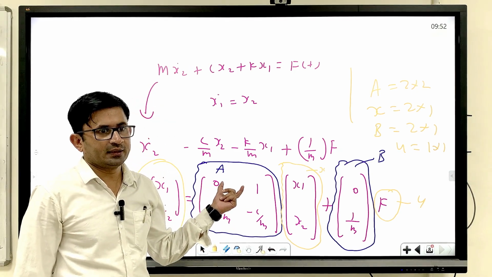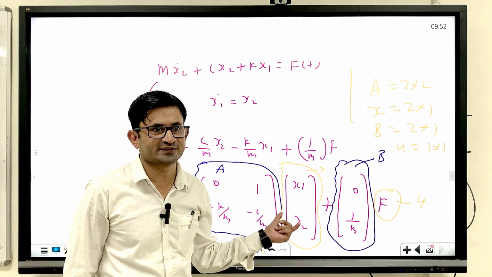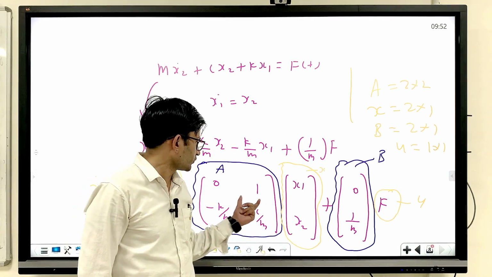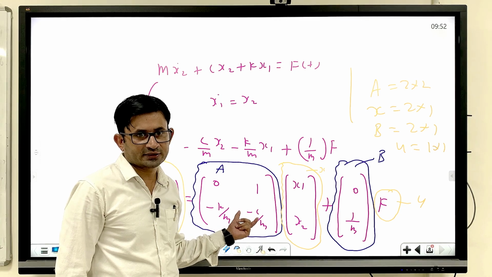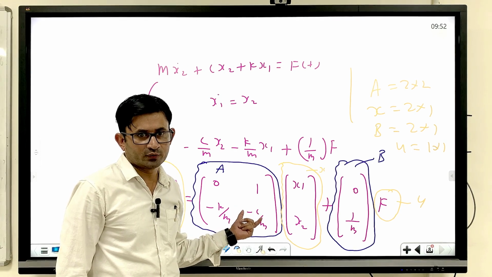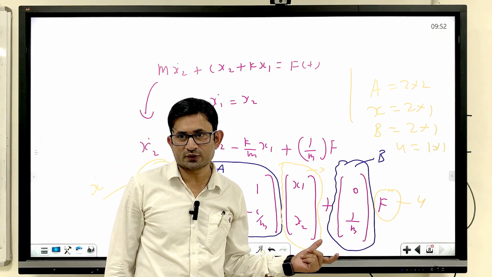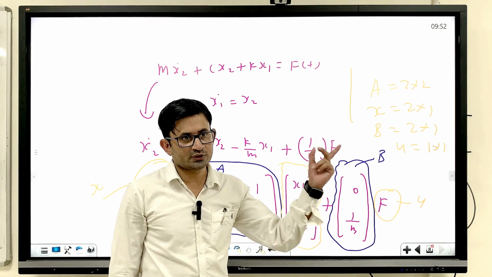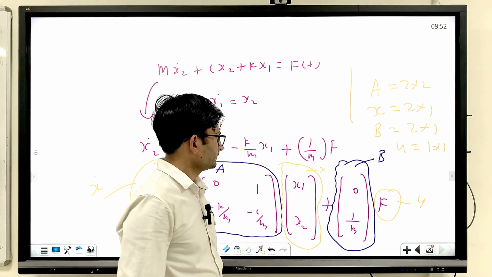What is the eigenvalue of this? Same as the poles of the spring mass system. So if you solve the characteristic equation of the A matrix, then what will you get? Eigenvalues, that means the poles of the spring mass system. So in frequency domain you are commenting like that, and here you can comment like this.